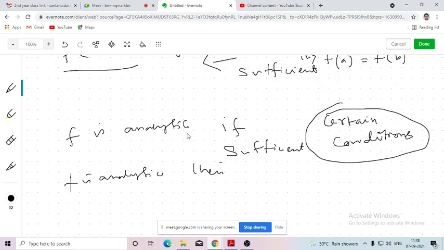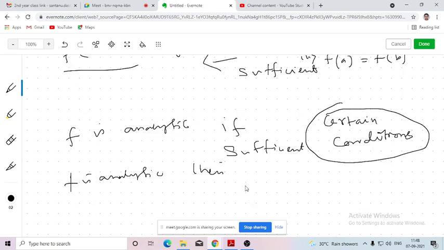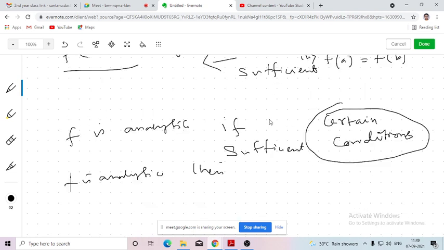So just compare with the previous one. For f dash equals 0, these three conditions are required. Similarly here also, to prove that f is analytic, the conditions which are required are called the sufficient thing. And for f dash equal to 0, the consequences that we obtain are the necessary part. Similarly here, f is analytic, and the consequences which we obtain are called the necessary part. Is that clear?